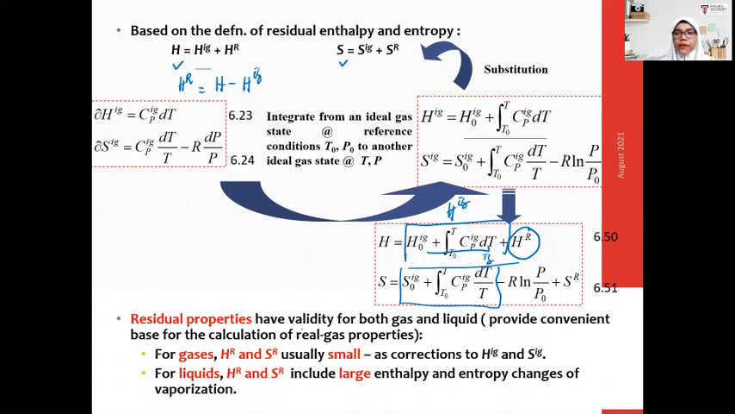The residual properties are valid for both gas and liquid, and provide a convenient basis for the calculation of real fluid properties. For a gas, the residual enthalpy and entropy are usually small corrections, so we can presume that the actual enthalpy and entropy equal the ideal gas values, because the residual is usually small and can be neglected. For a liquid, the residual enthalpy and residual entropy are larger. We have a larger change, especially the entropy change of vaporization.